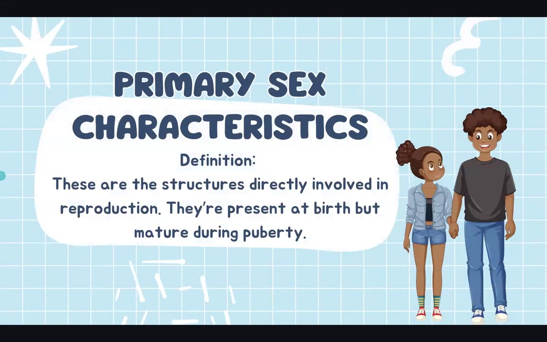So primary sex characteristics, it's all of the structures that are directly involved in reproduction, right? They're present when you're born and they are going to mature during puberty. So it's your ovaries, the uterus, the vagina, testes, penis, and the scrotum. So primary, if you remember, primary are the parts that do the job. That will help.